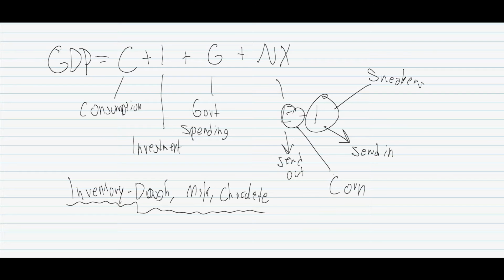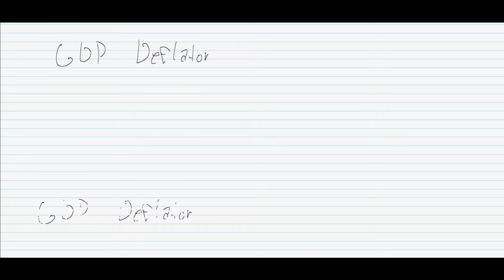All right, let's talk about something called the GDP deflator. Now I said inflation was going to be a big part of the rest of macroeconomics, and we're going to start now. The GDP deflator measures inflation in the broadest sense. To calculate the GDP deflator, you do nominal GDP over real GDP times 100. Now, inflation, like I said, is an increase in prices.